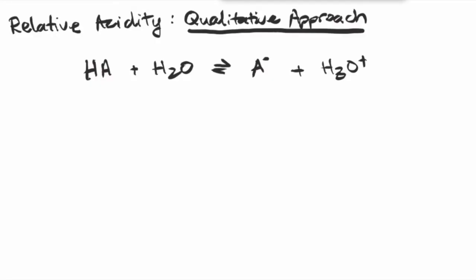In this approach, we will focus primarily on the conjugate base of your acid. And the more effectively the conjugate base can stabilize the negative charge, the more the product will be favored, and therefore the stronger the acid.